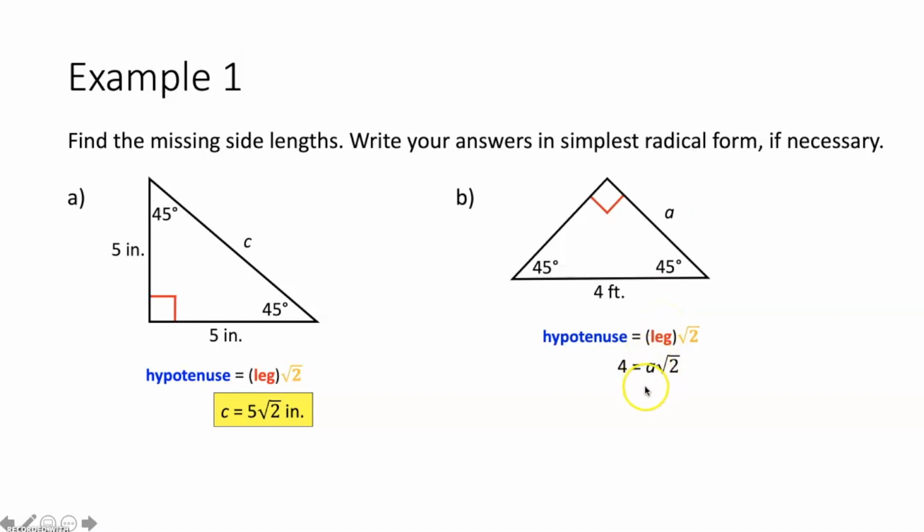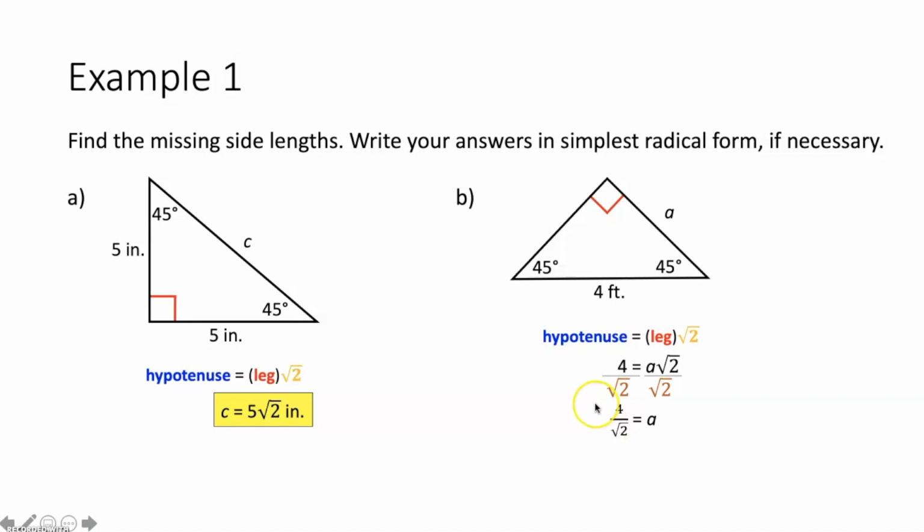So how do we solve this for A? Well, we need to get A by itself. So we need to divide both sides by rad 2. And if we divide both sides by rad 2, they cancel out over here. And on this side, we get A is equal to 4 over rad 2. But we can't leave a radical in the denominator. We have to rationalize this fraction.